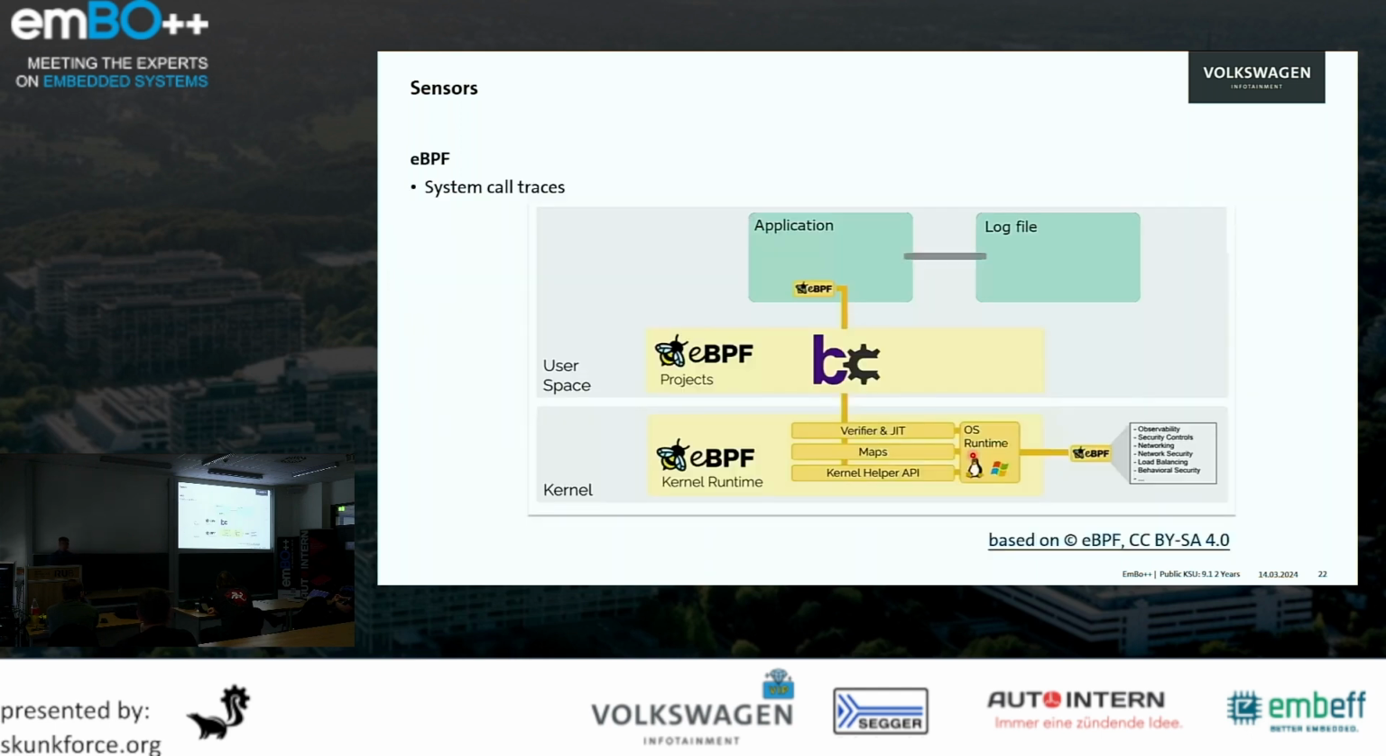And the second sensor is eBPF. eBPF is a framework. I wrote just a simple application which uses eBPF. How it works is you have a kernel runtime with a just-in-time compiler and a verifier, where you can write your own script, which is quite similar to a C program, just in a safe and secure way, and it definitely terminates.